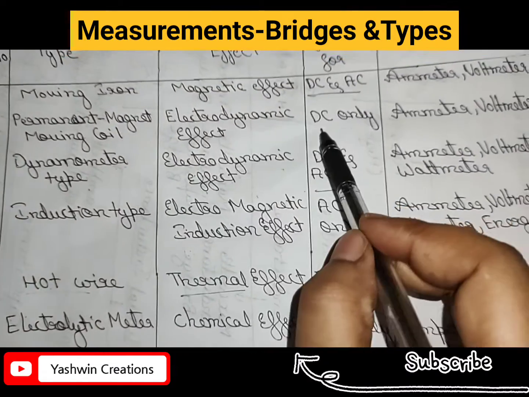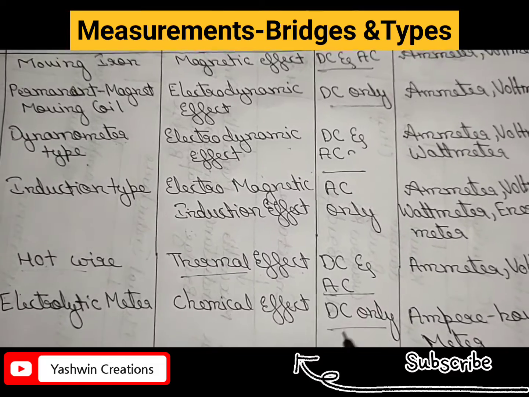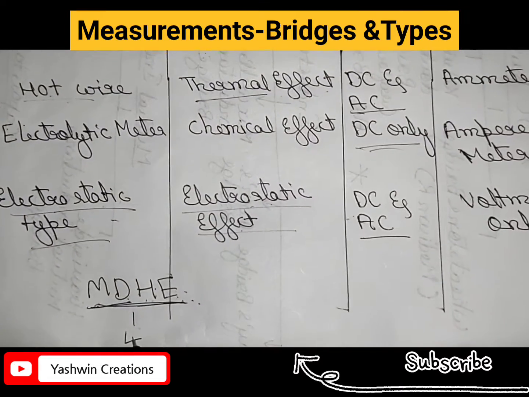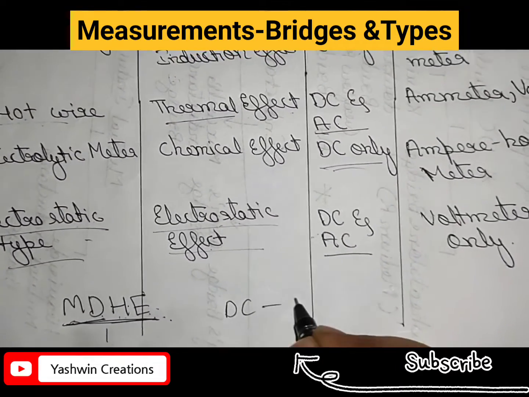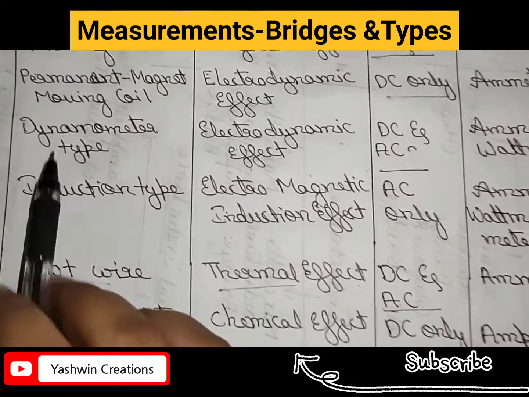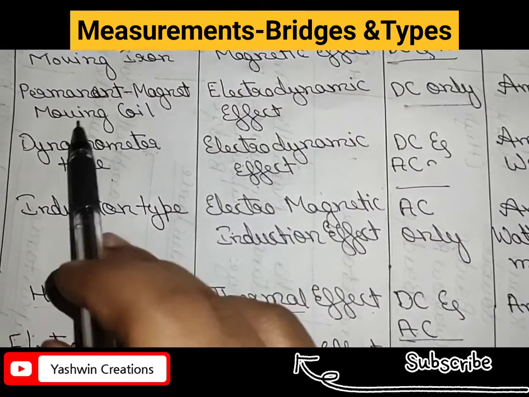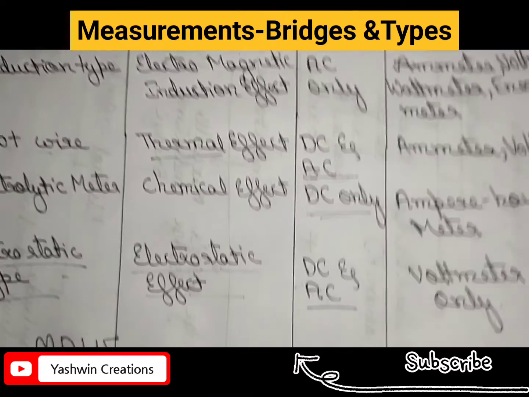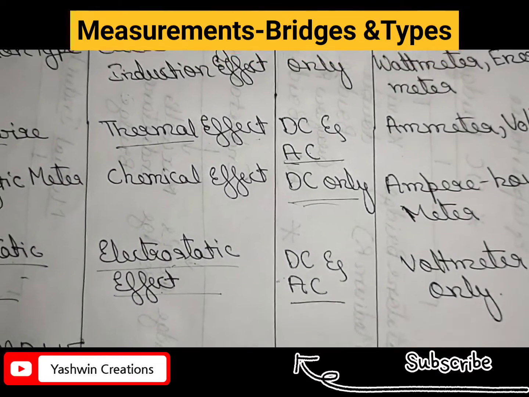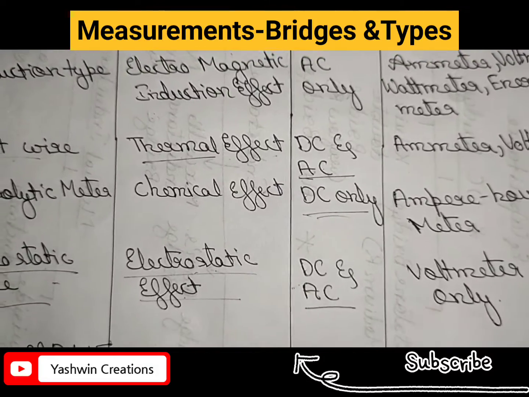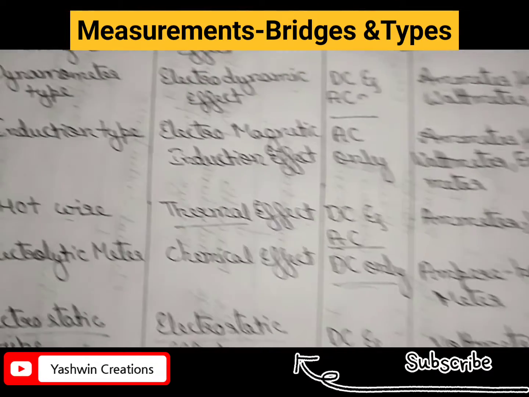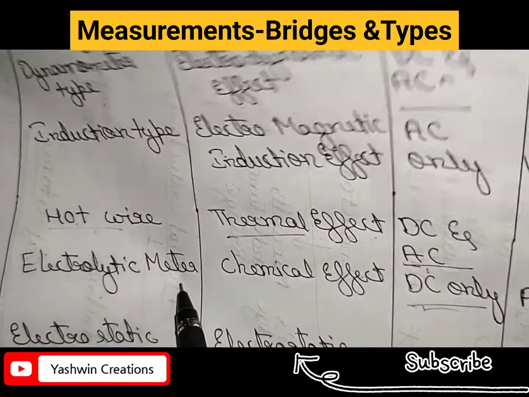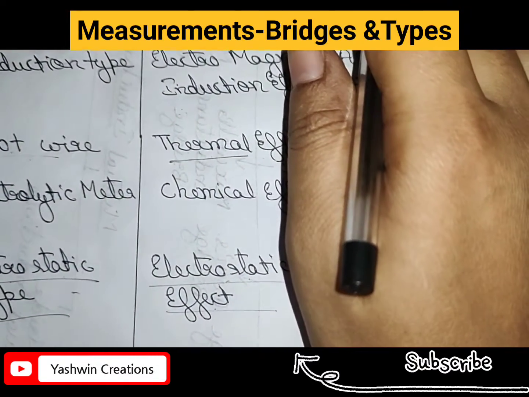Next is DC only. Starting with both AC and DC, 4 instruments are there, and for only DC, 2 instruments are there. What are those? Permanent magnet moving coil, PMMC. One is PMMC, that is permanent magnet moving coil. Next is the electrolytic meter.